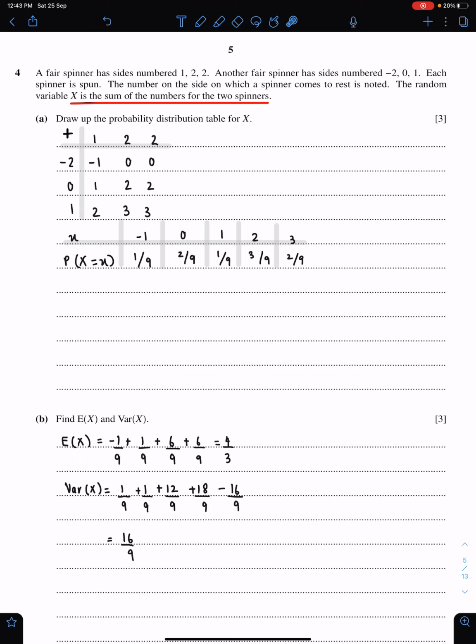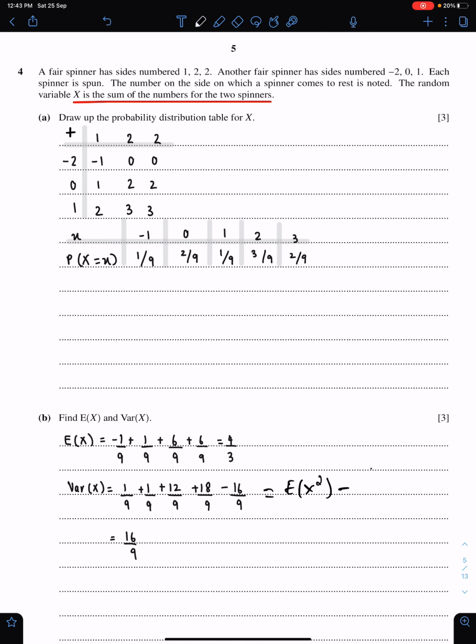For variance, we first need to find E(X²), because the formula of variance is this: E(X²) minus the square of the mean. For E(X²), we need to square this first, and then multiply the answer with this. So -1 squared is 1 times 1 upon 9 is this. This is 0, so 1 squared times this is 1 upon 9. 2 squared is 4, 4 times this is 12 upon 9. This is 9, 9 times 2 is 18 upon 9. And the square of this is 16 upon 9. That's the final answer.